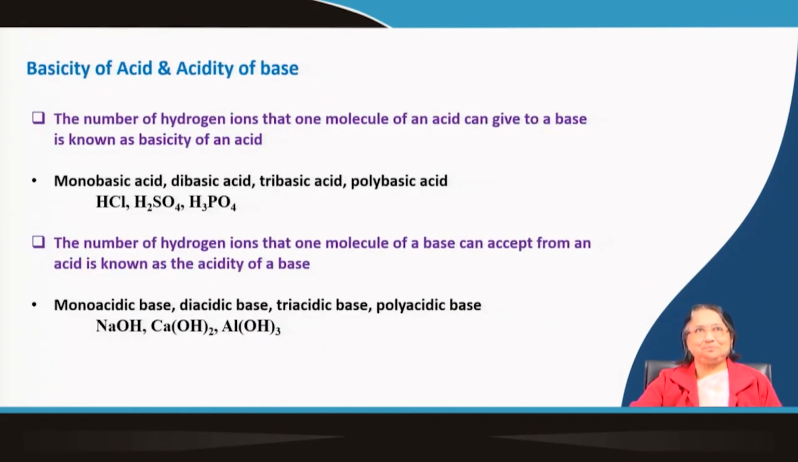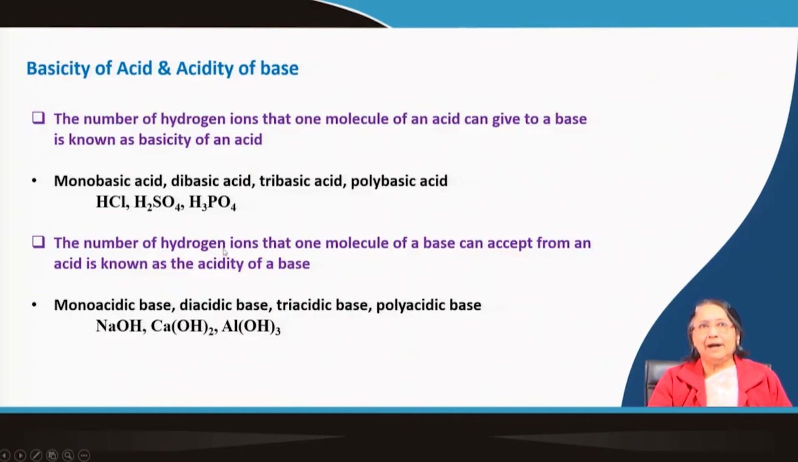This is very interesting. Now, basicity of acid and acidity of base. The number of hydrogen atoms that one molecule of an acid can give to a base is known as the basicity of an acid. For example, H2SO4 is a dibasic acid because 2 protons are there. HCl is a monobasic acid because there is only 1 hydrogen. Phosphoric acid has 3 hydrogens, so it is a tribasic acid. Other than monobasic acids, dibasic and tribasic acids can all be called polybasic acids.